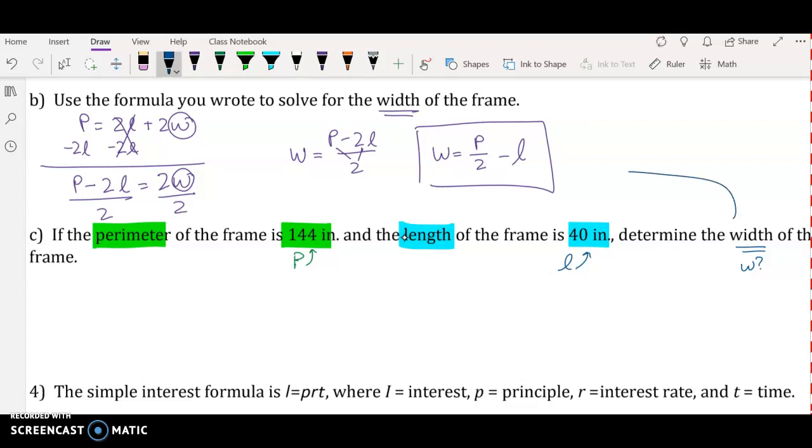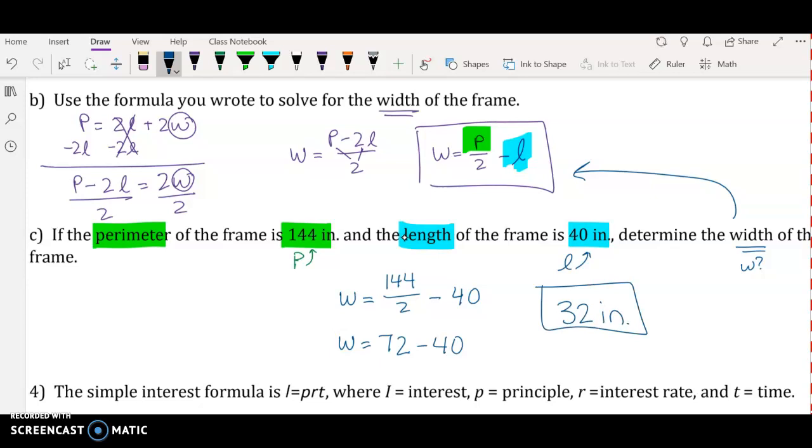And if we look at the equation just above, we actually have an equation that will tell us the width if we know the perimeter, which is 144, and the length, which is 40. So if we plug in the P and we plug in the L, now we can go ahead and take this and figure out what this equals. So this is going to be 72 minus 40. So the width is going to be 32 inches.